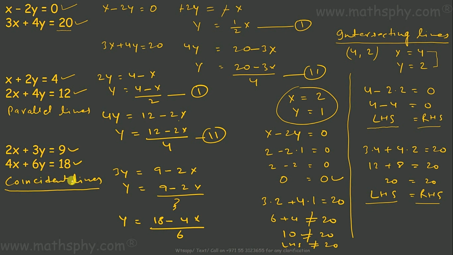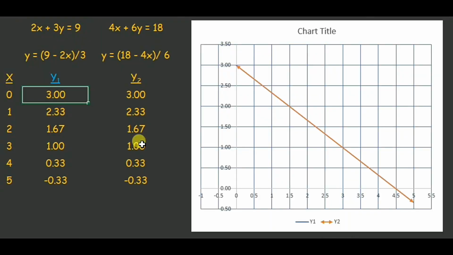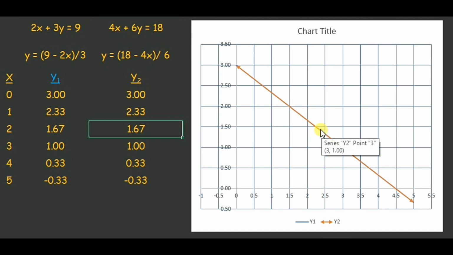Coincident lines means both the lines are superimposing each other. Whatever values we got for y in this equation, and whatever values we got here for y, were the same. You can see for the x value 0, y1 is 3, y2 is 3. For 1, which is x, y1 and y2 are all the same. That's the reason both the lines are coincident, superimposing each other.